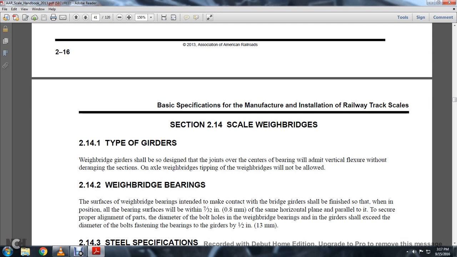Section 2.14 Scale weighbridge. The type of the girders. Weighbridge girders shall also be designed with the joint of the center of the building with the vertical flexure without arranging the section on axle. Weighbridges tipping of the weighbridges will not be allowed.